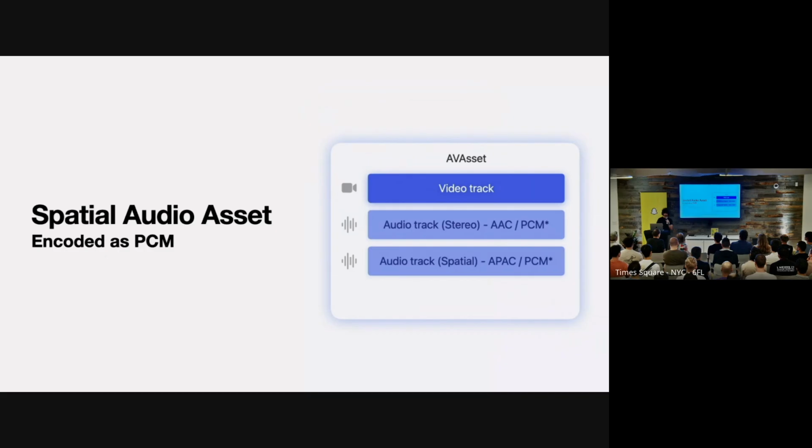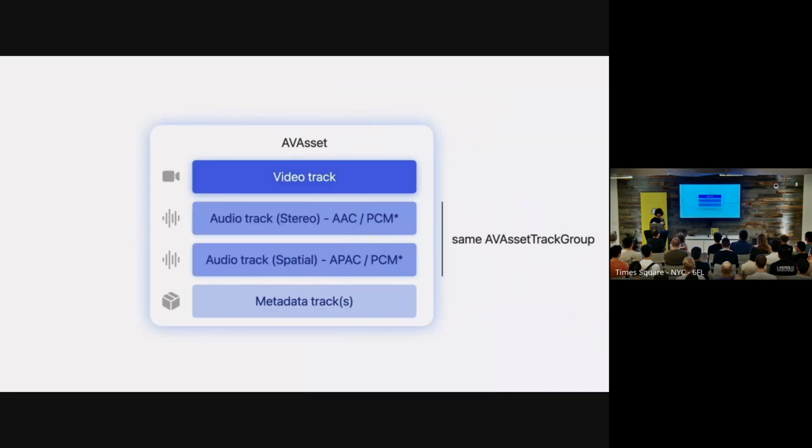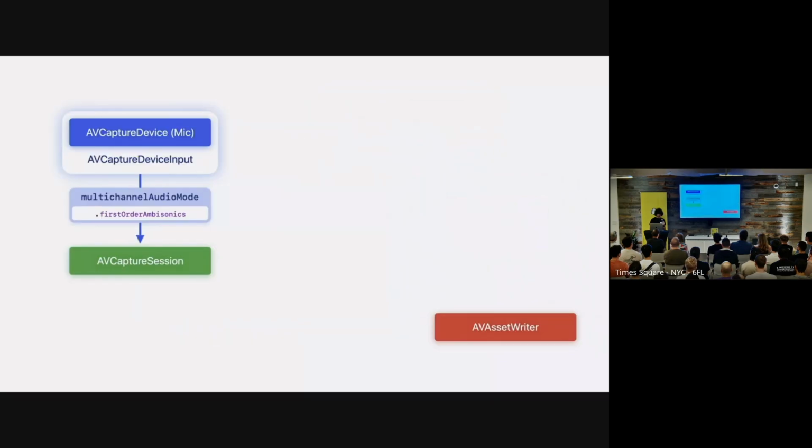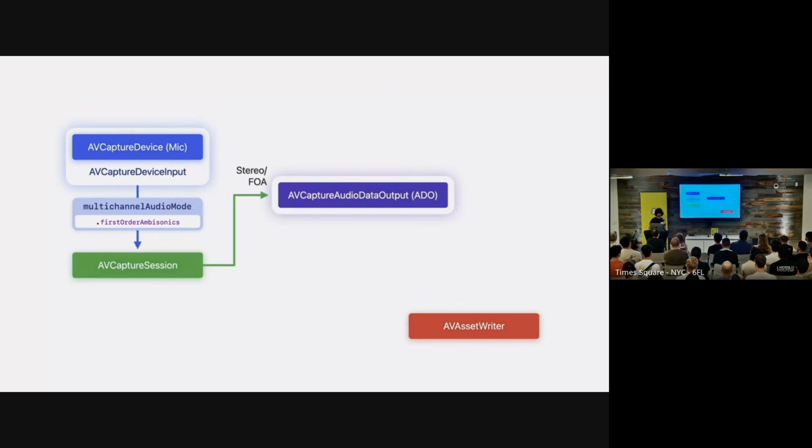For those of you who don't know, PCM is the high quality lossless format. You can see what the object looks like. It's their own format called APAC. So let's go through this. This gives you a visual diagram of the flow here.